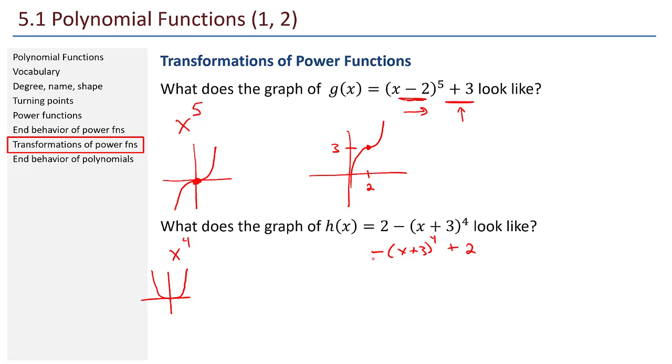But I don't want x to the 4. How about negative x to the 4? Negative x to the 4 looks like that parabola again, just flipped over. But now I can translate negative x to the 4.